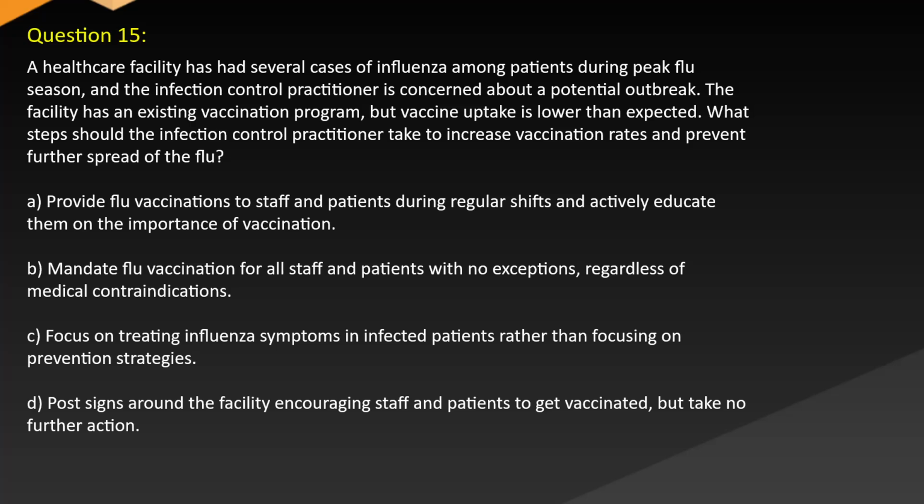The facility has an existing vaccination program, but vaccine uptake is lower than expected. What steps should the infection control practitioner take to increase vaccination rates and prevent further spread of the flu? A. Provide flu vaccinations to staff and patients during regular shifts and actively educate them on the importance of vaccination. B. Mandate flu vaccination for all staff and patients with no exceptions, regardless of medical contraindications. C. Focus on treating influenza symptoms in infected patients rather than focusing on prevention strategies. D. Post signs around the facility encouraging staff and patients to get vaccinated, but take no further action.